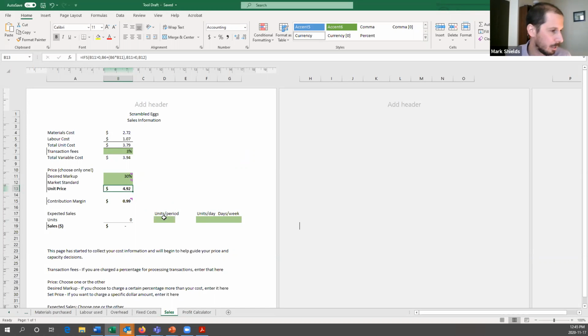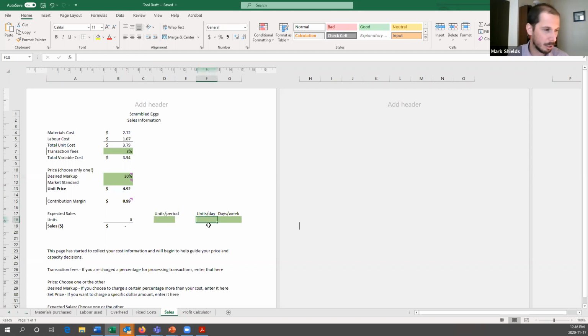The last thing we need to put in here is how many we're expecting to sell. This will vary a lot depending on what kind of business you have. Maybe you're a real estate agent, you might only sell a dozen houses a year, or less perhaps, maybe a lot more. So if you want to hard input the number of units that you anticipate selling in the period, you can put that right into this number here.